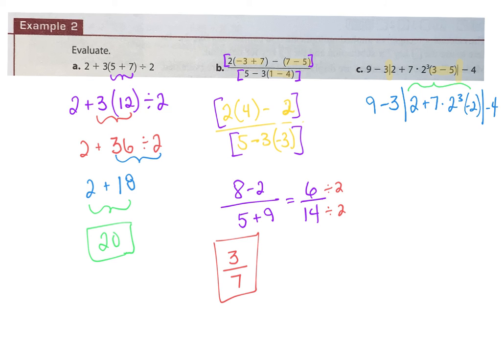What's my first step of order of operations in there? I've gotten rid of my grouping. Yeah, I have that exponent. So I'm going to say 9 minus 3. 2 plus 7 times, what is 2 cubed? 8. And that's times a negative 2. And then we have minus 4. Next in my order of operations is multiplication, right? From left to right. So I have 7 times 8. What is 7 times 8? 56. And then I have 56 times negative 2. What is 56 times negative 2? Negative 112. Right, negative 112.